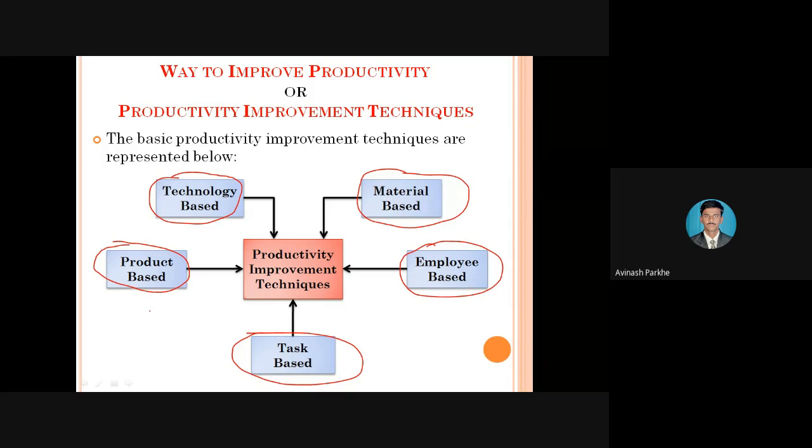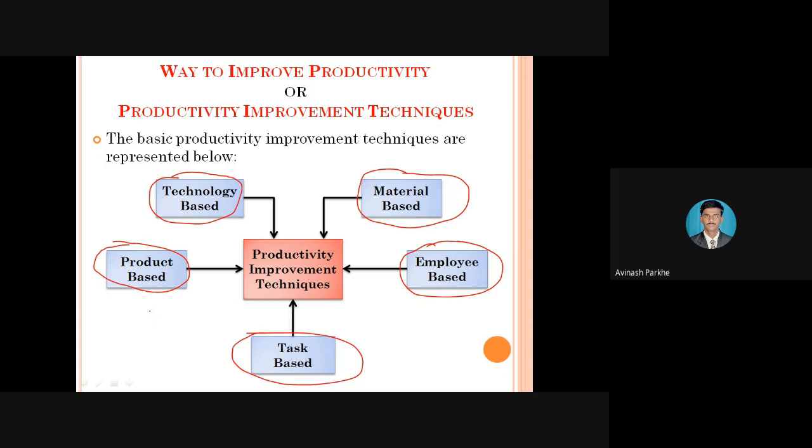In the productivity based concept, again some other factors are also considered. For example, value analysis and value engineering. Value analysis and value engineering is one of the important factors. Value analysis means whatever products we are manufacturing, we have to go for their assessment, which means we have to perform some testing on that product, and through that testing we have to go for value analysis and value engineering.